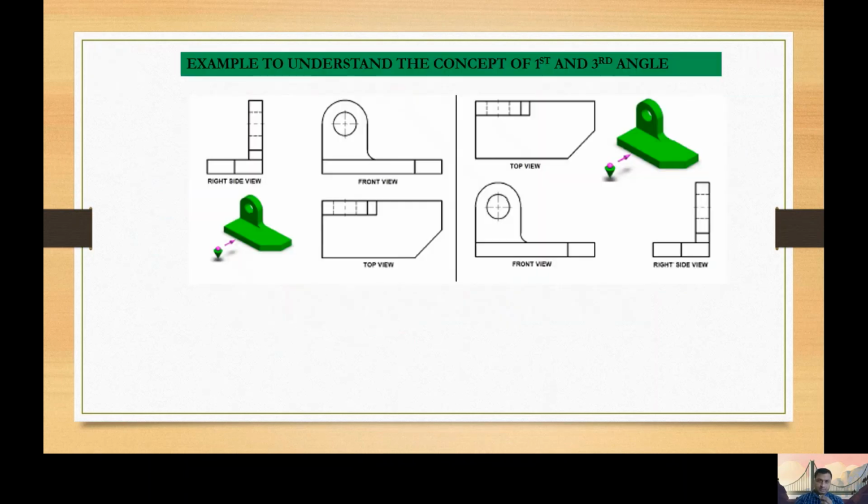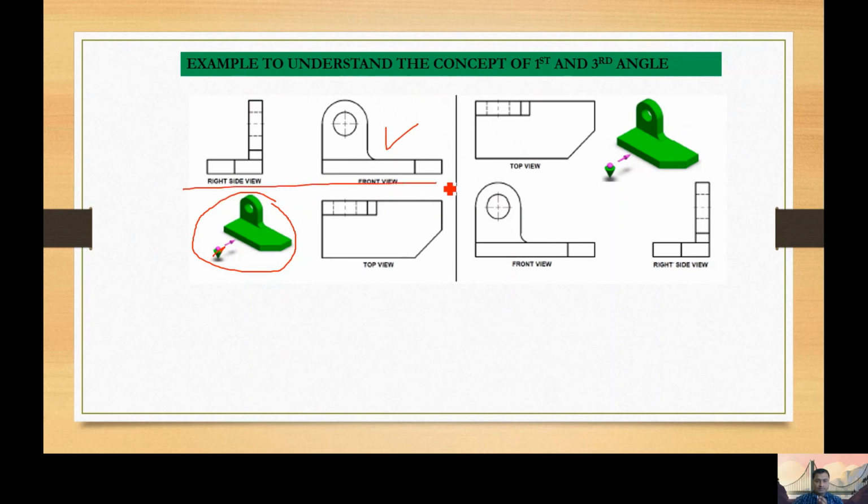So this is the example. Now you will understand with the example. This will clear the concept of first angle and third angle for you. This is my object. If this is my object, see the projection of this object in the first angle: the front view, when you see from here, this is my front view. Front view is above, right?